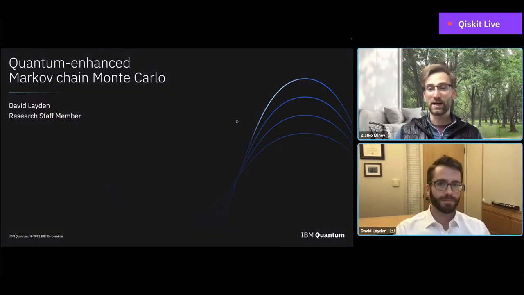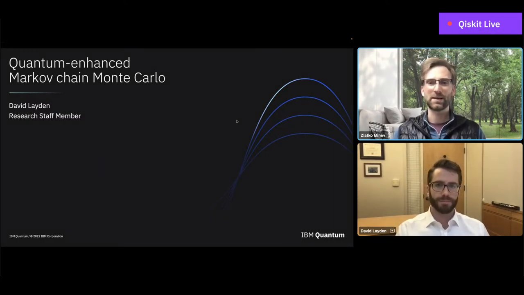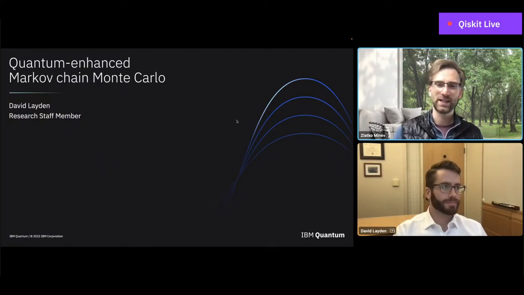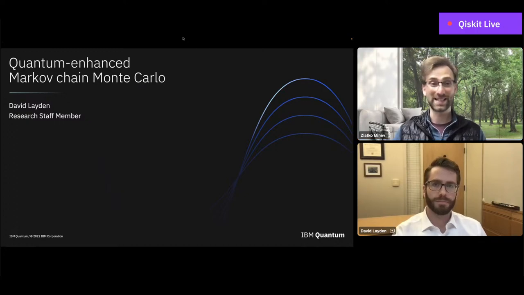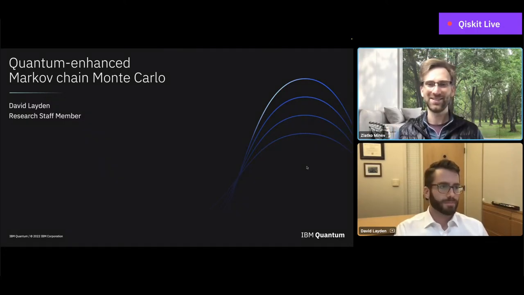David joined IBM Quantum as a research staff member in 2020 after finishing his PhD at MIT, where he worked on device and application adapted quantum error correction. David's current research is at the interface of theory and experiment, which is what we'll see today, both theory and experiment, and focuses on using emerging quantum devices to their full potential. So with that, David, it's a pleasure to have you here on the IBM Qiskit seminar. How are you doing today?